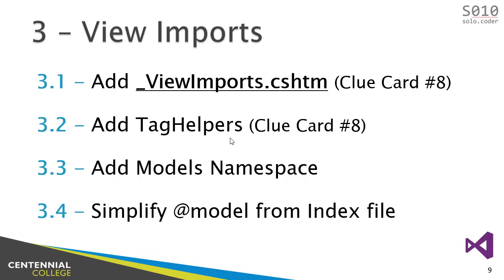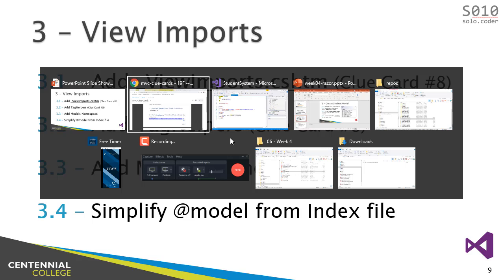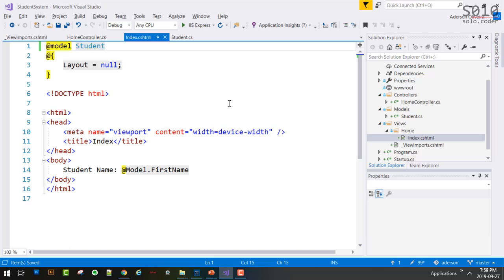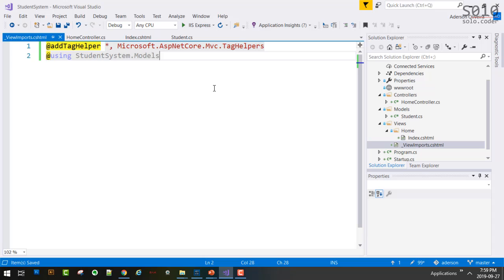Any questions? Yes. Can we tag two models in one view? No. Each view is only linked to one single model.